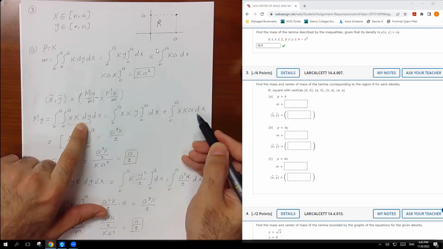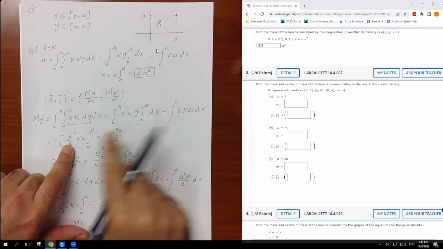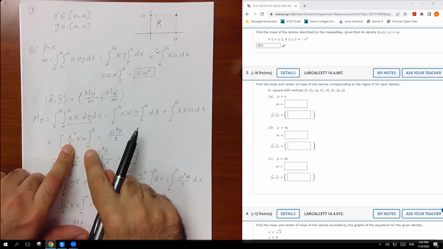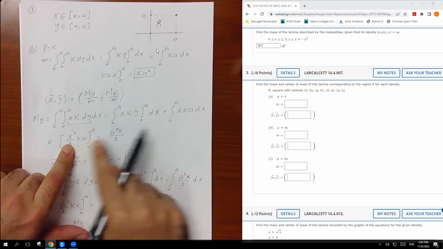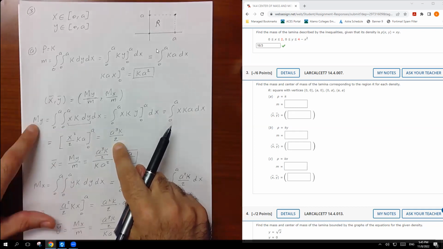Then go ahead, find the integral with respect to x, so it's going to be x squared over 2 and ka. Plug in the a, so it's going to be a squared over 2, because this one is 0. a squared times a is going to be a cubed k over 2. Now this is the M sub y.